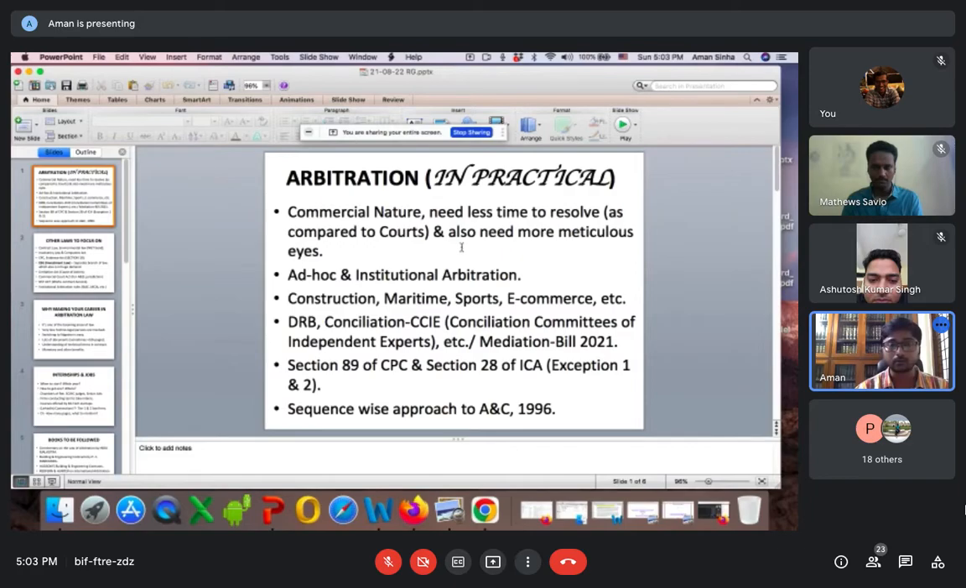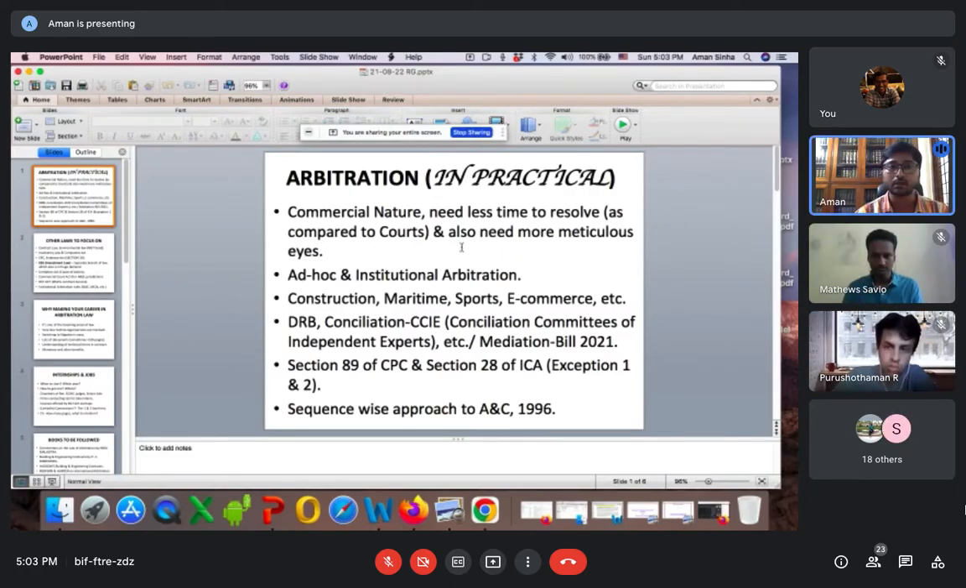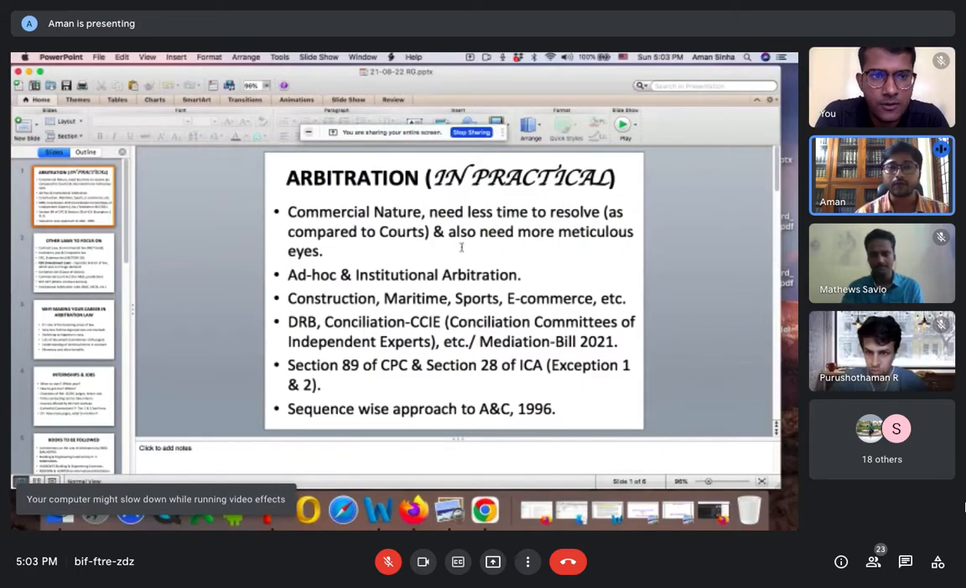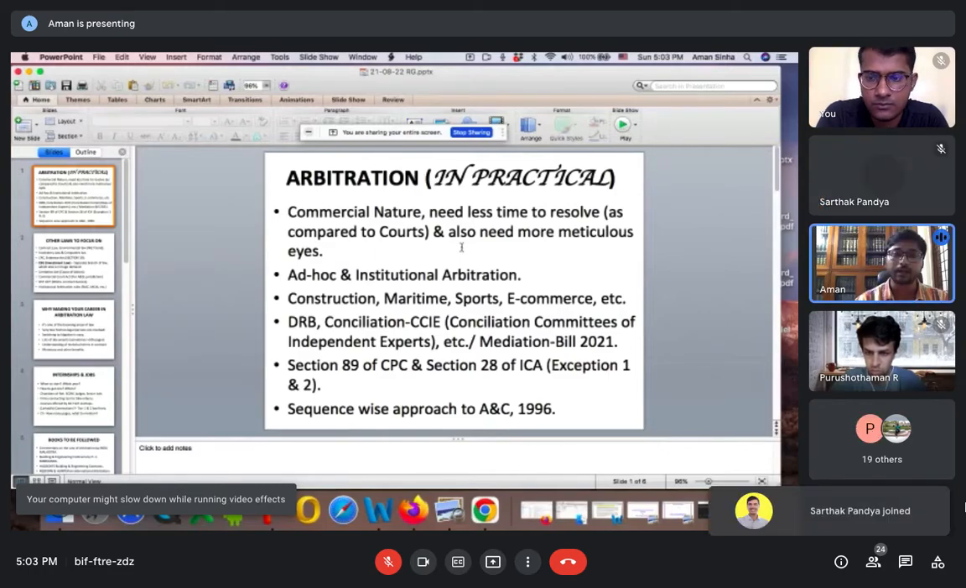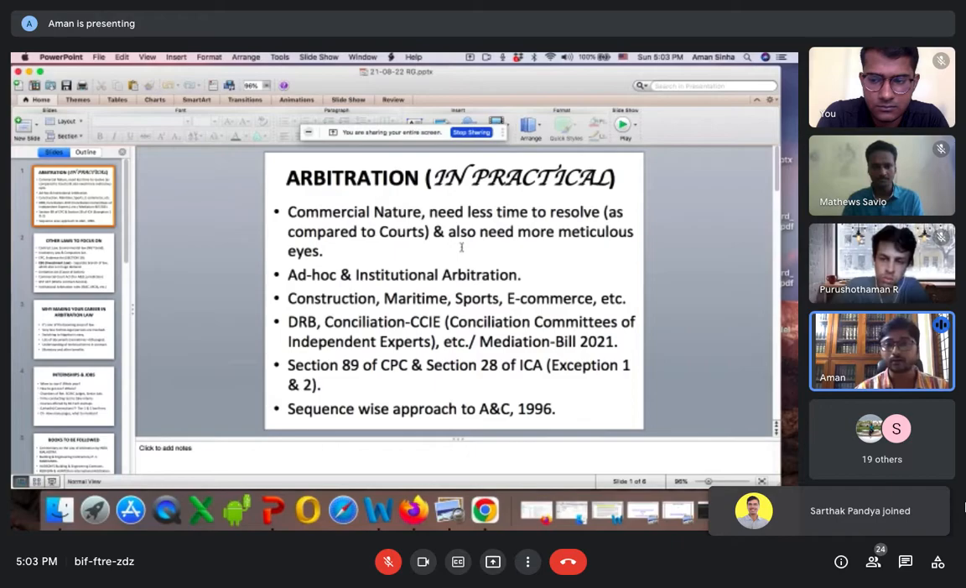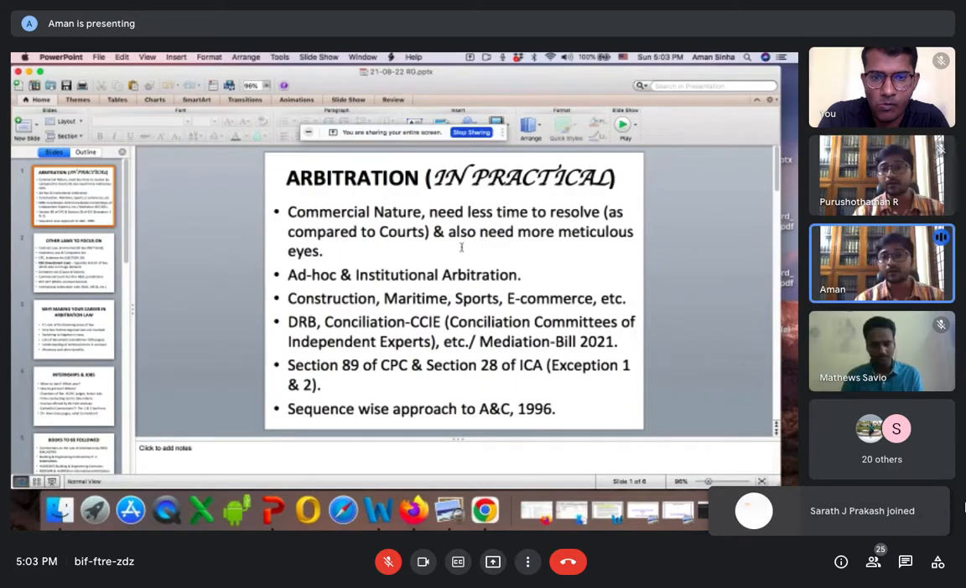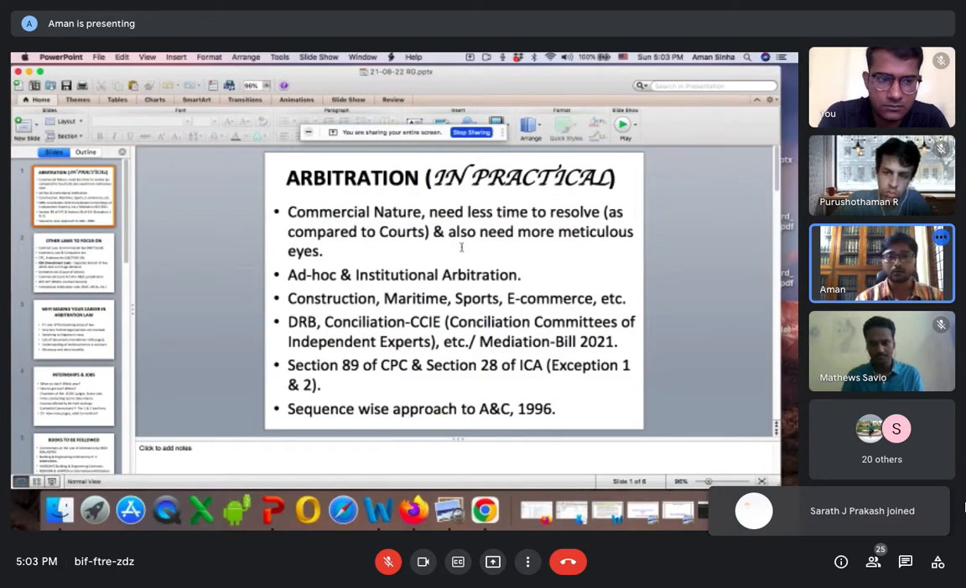Obviously it's commercial, all those contractual cases which are commercial in nature and where lots of money is involved. So to resolve a dispute, we don't usually go to court. We put a clause in the contract where at first we will go for the DRP, which I will explain later. So the arbitration clause is mentioned in contracts which are commercial in nature. And one of the reasons to go for arbitration is that it needs some meticulous or technical eyes to go through it. The basic two categories in which we can bifurcate arbitration are ad hoc arbitration and institutional arbitration.